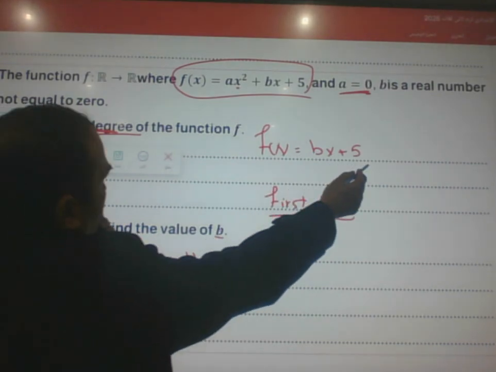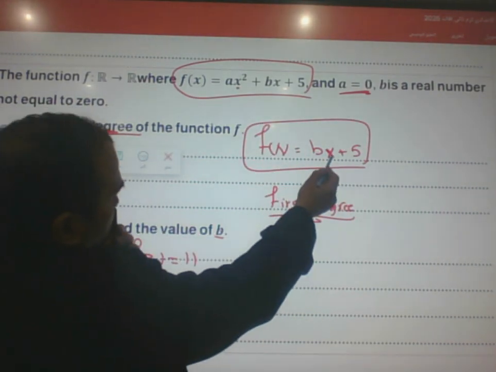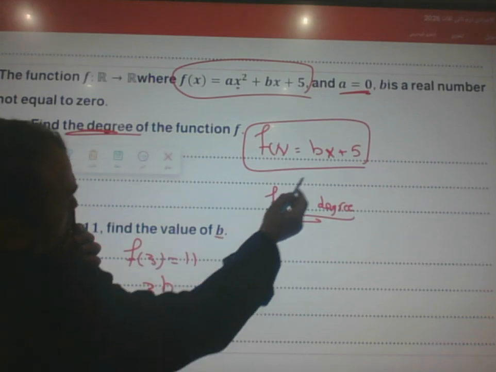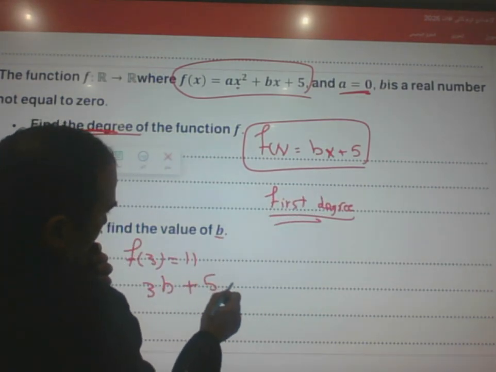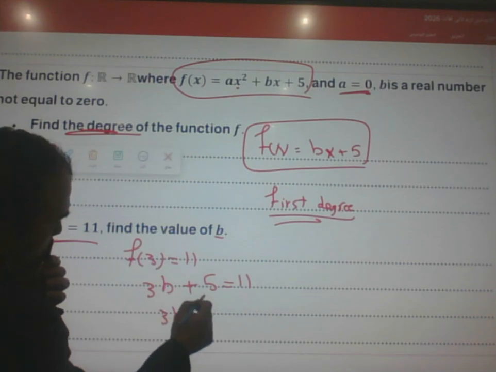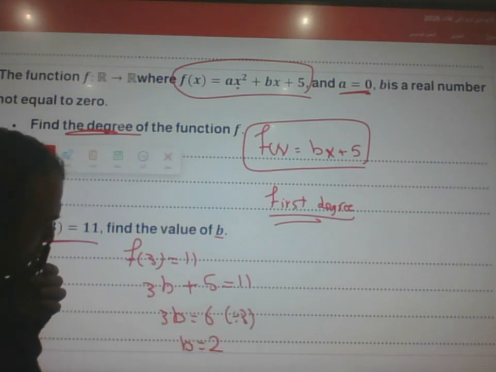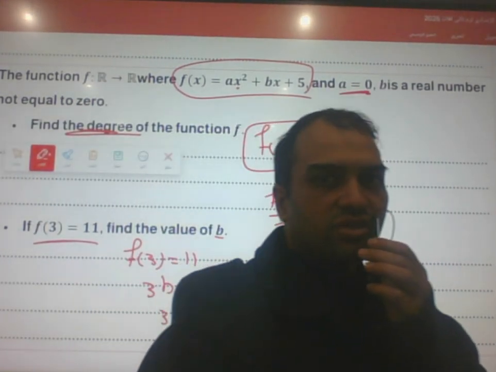Put this function here, 11. Then we put the value of x equal 3. Then 3b, put here 3. 3b plus 5 is equal to 11. Move 5 here, then 3b equals 11 minus 5 equals 6. We can divide it by 3. The value of b equals 2. The value of b here equals 2 in this function, okay?